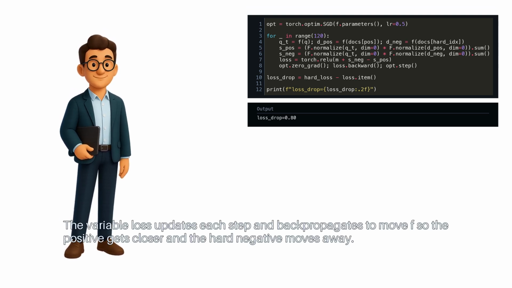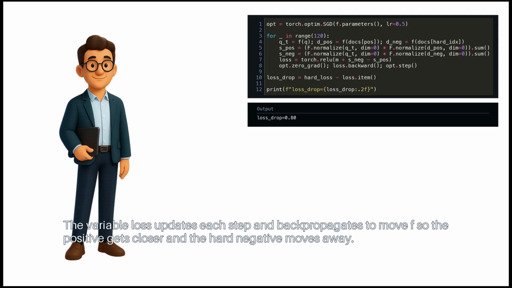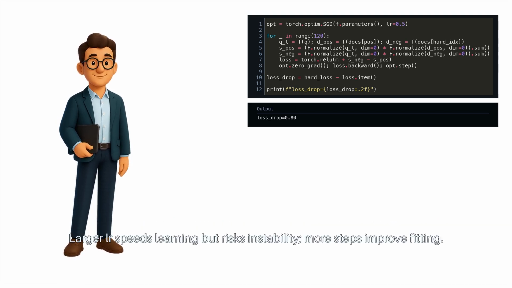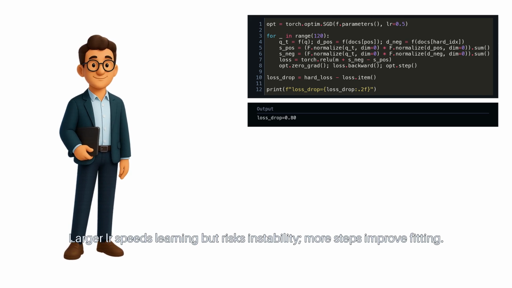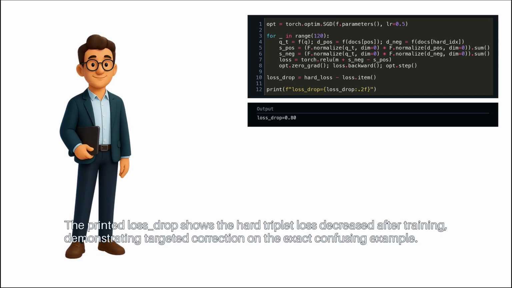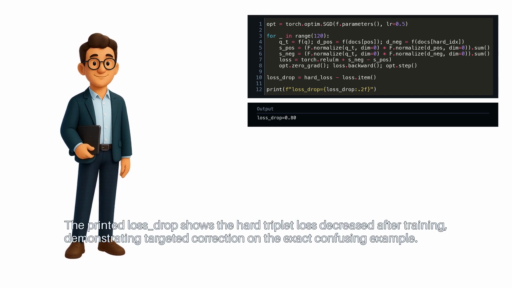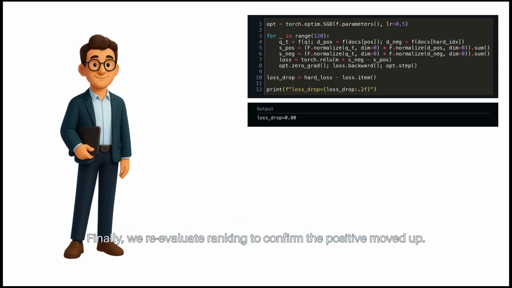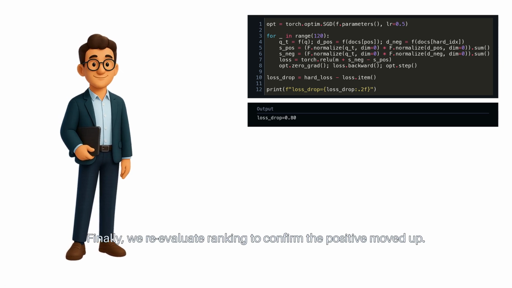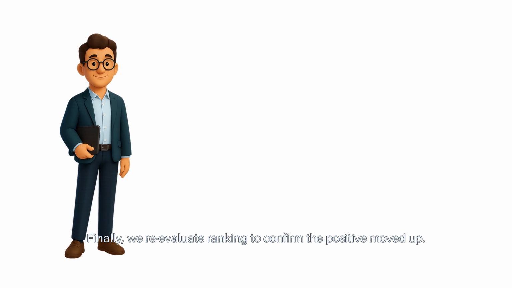The variable loss updates each step and backpropagates to move F, so the positive gets closer and the hard negative moves away. Larger LR speeds learning but risks instability. More steps improve fitting. The printed loss drop shows the hard triplet loss decreased after training, demonstrating targeted correction on the exact confusing example. Finally, we reevaluate ranking to confirm the positive moved up.